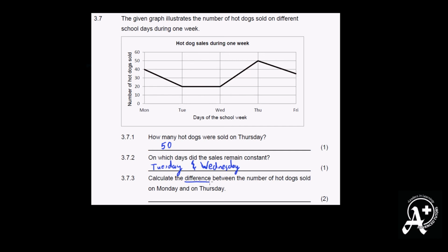difference. So we know that whenever we see difference, it's going to be a subtraction problem. So let's look. On Thursday, they sold how many hot dogs? We know they sold 50. So we're going to say 50 minus the number of hot dogs sold on Monday, which is 40. So 50 minus 40 is 10. So the difference between the numbers sold on Monday and Thursday is 10 hot dogs.